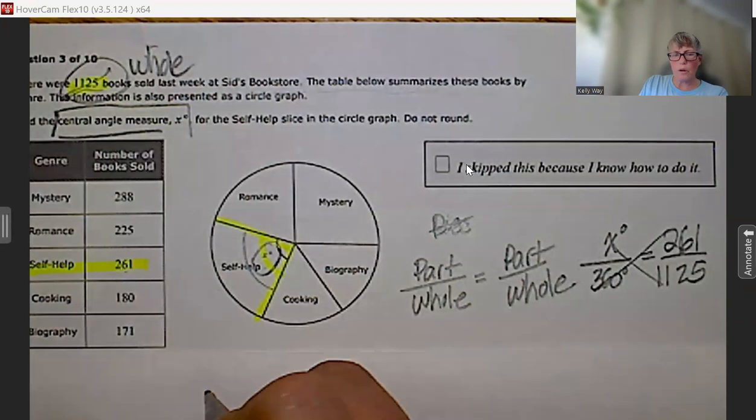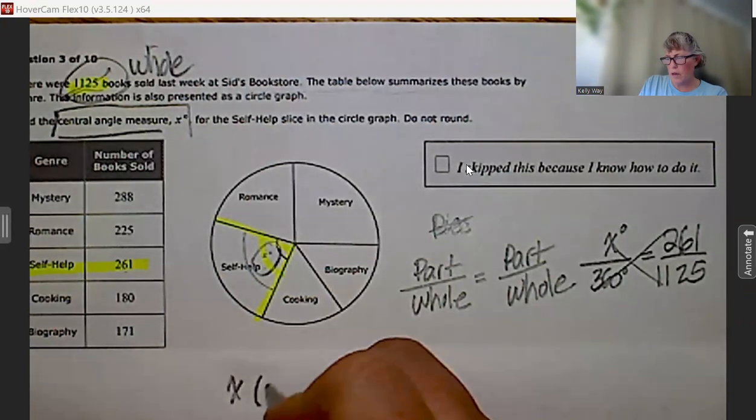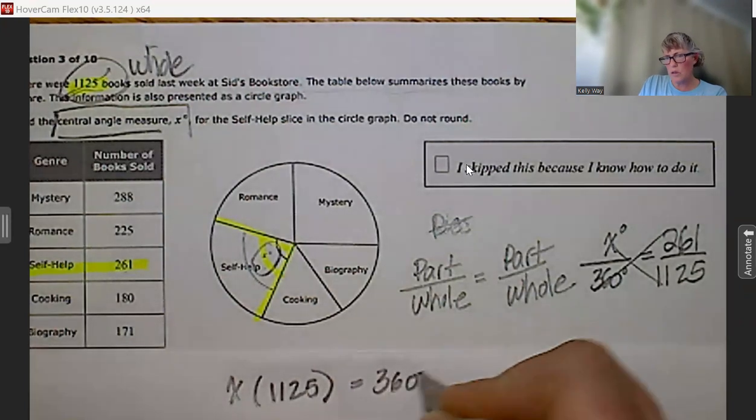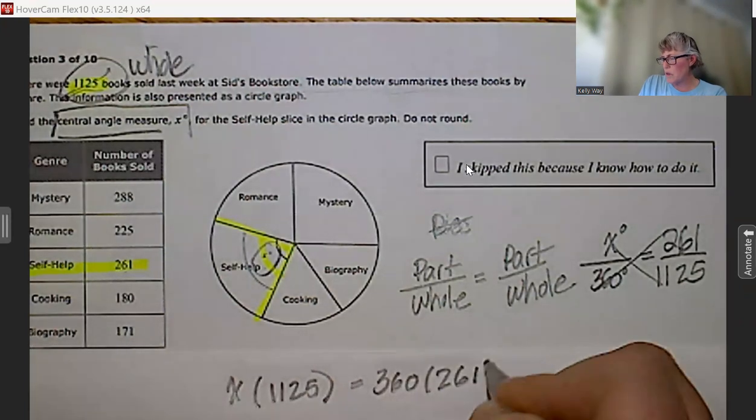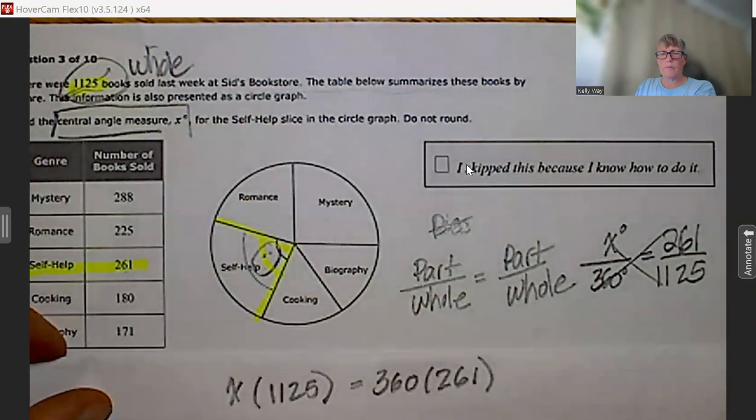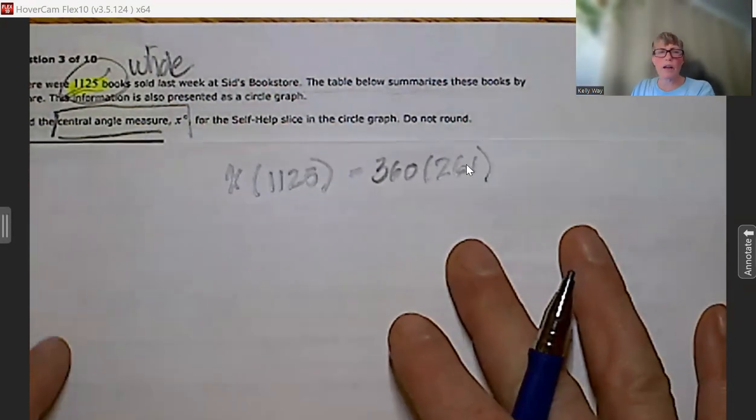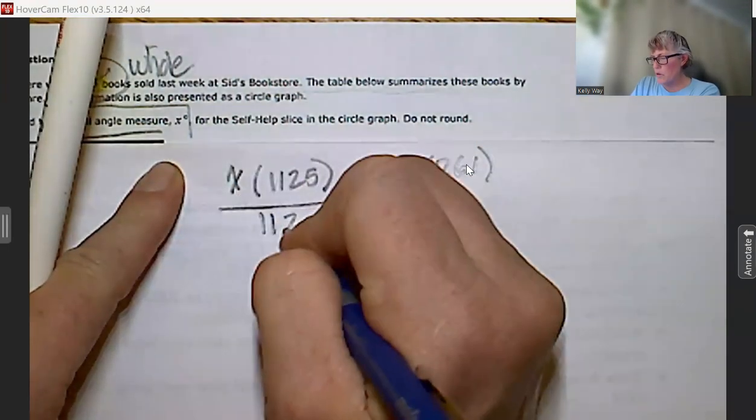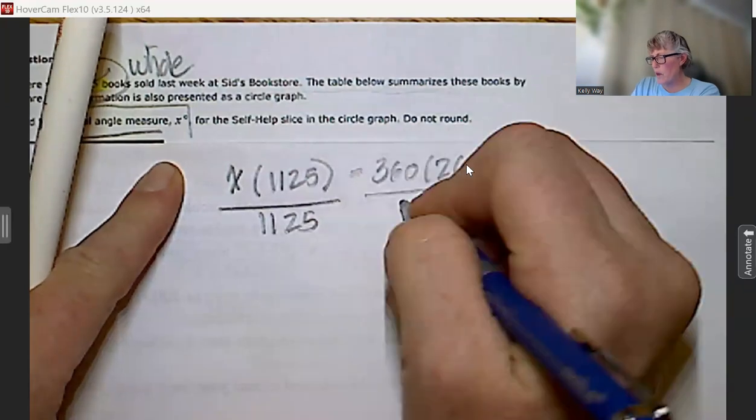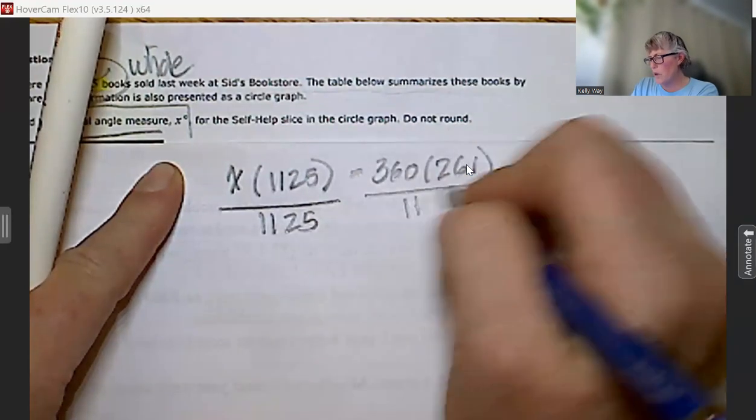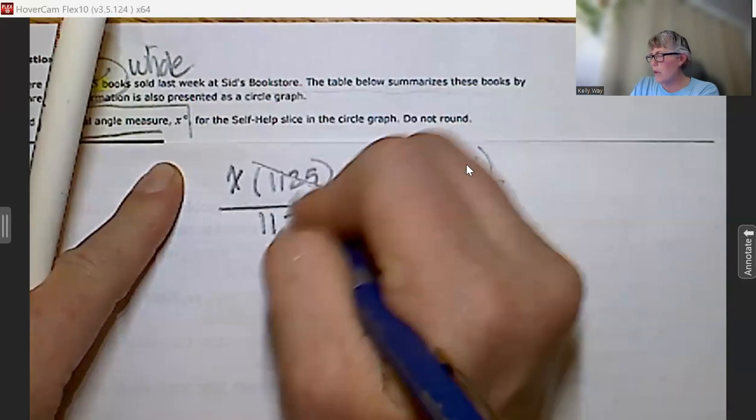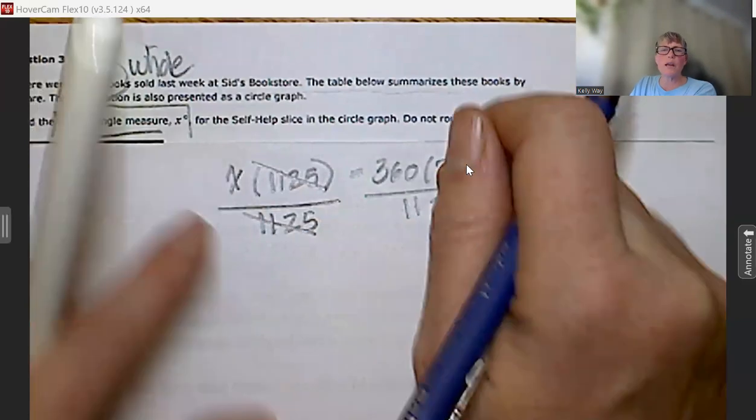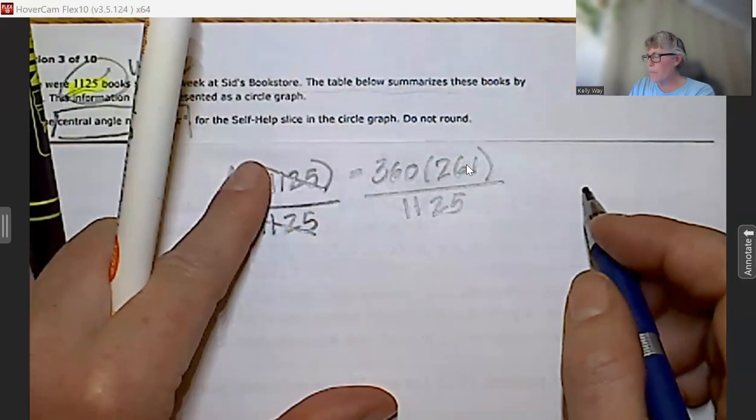Cross multiply. I'm going to do the math here. So we are going to have X times 1,025 equals 360 times 261. Solving for X, divide by 1,025. Am I using a calculator? No, because you're smart like that. We can do this without a calculator. Let's see what we can do here.